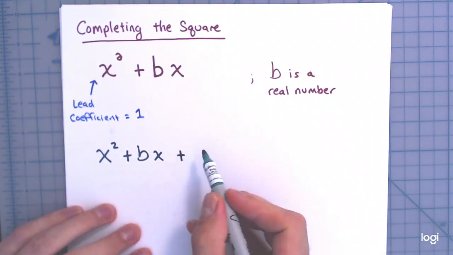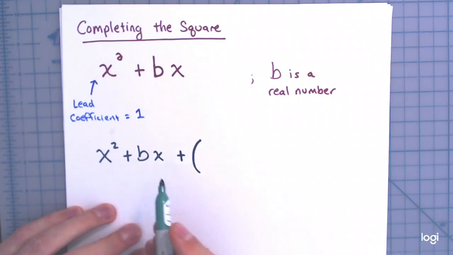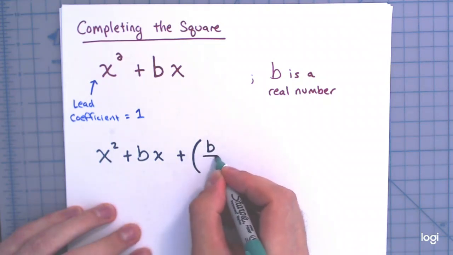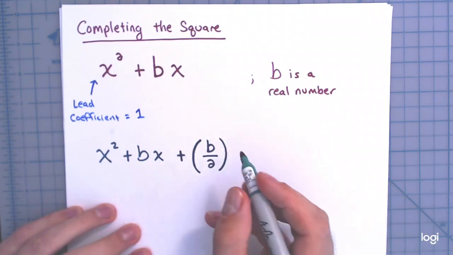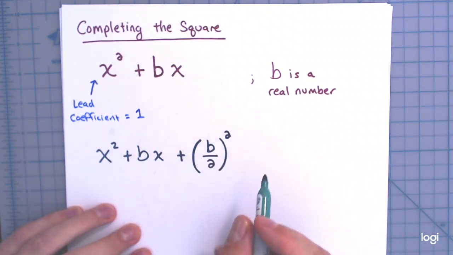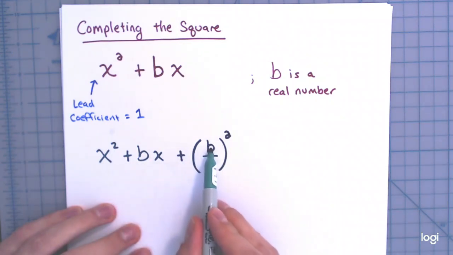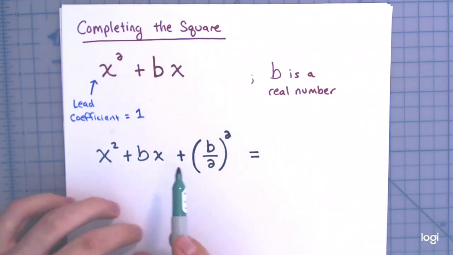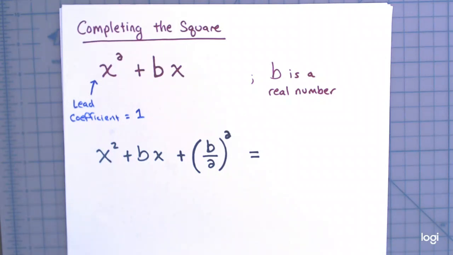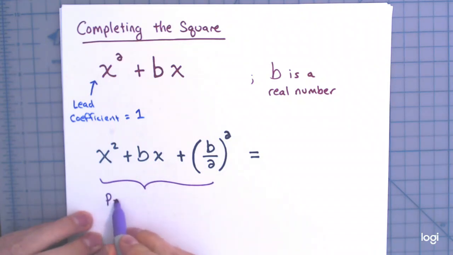And what you would add was this: you took the coefficient of x to the first, the little b here, and cut that in half. So take half of b, or 1/2 times b, and then square that number. Half of the coefficient of x to the first, and then square it. And in doing so, after the addition of that number, you're going to have what's called a perfect square trinomial.